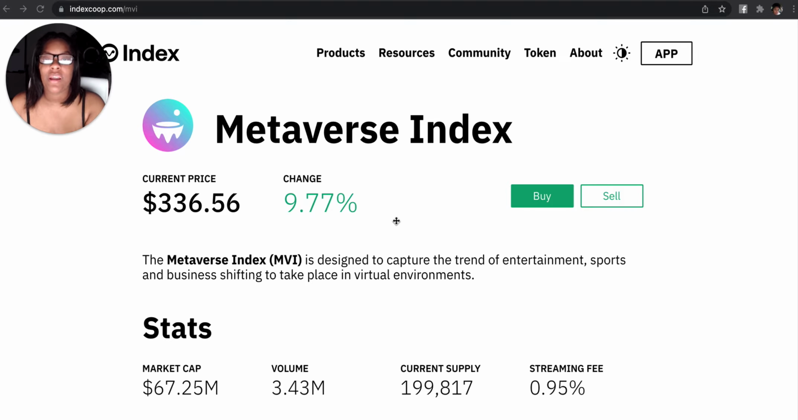Now, we're going to be talking about the Metaverse Index. This one does not technically have a price chart on TradingView as of yet, so I'm going to have to break this down a little bit differently. So let's talk about the Metaverse Index.